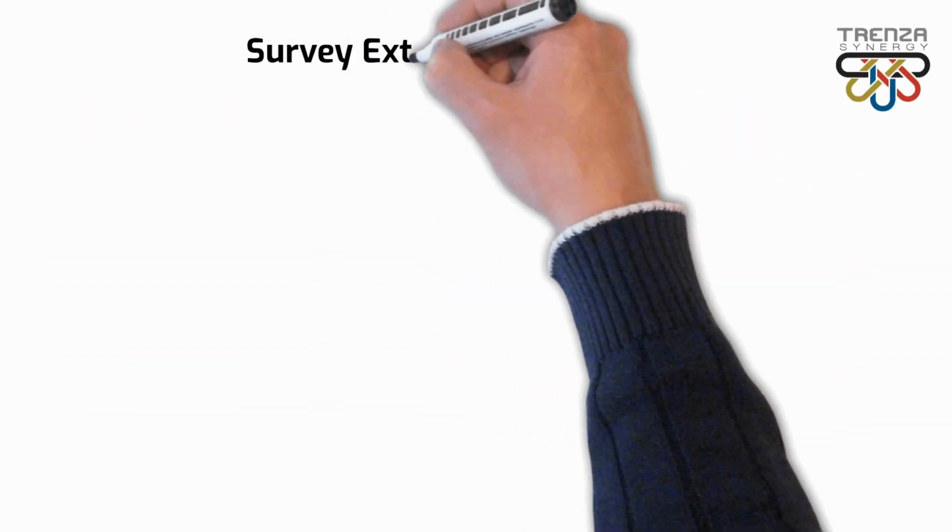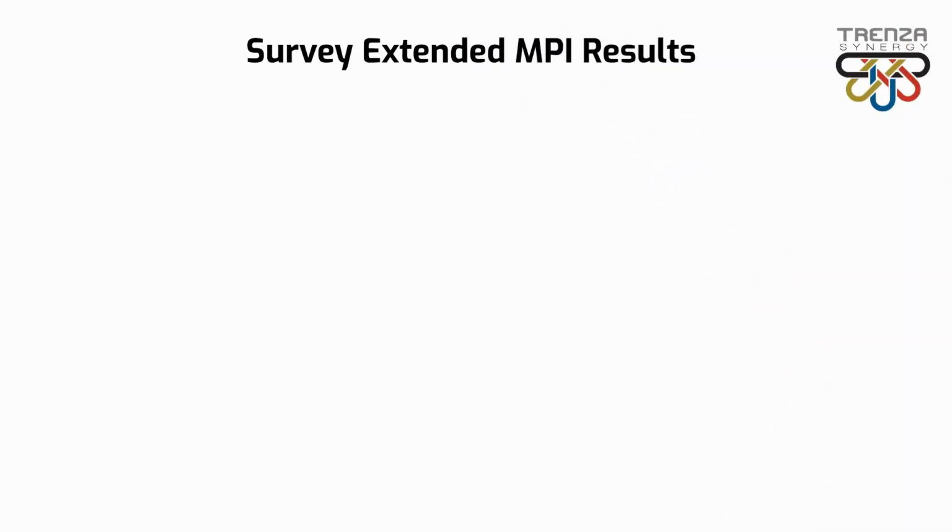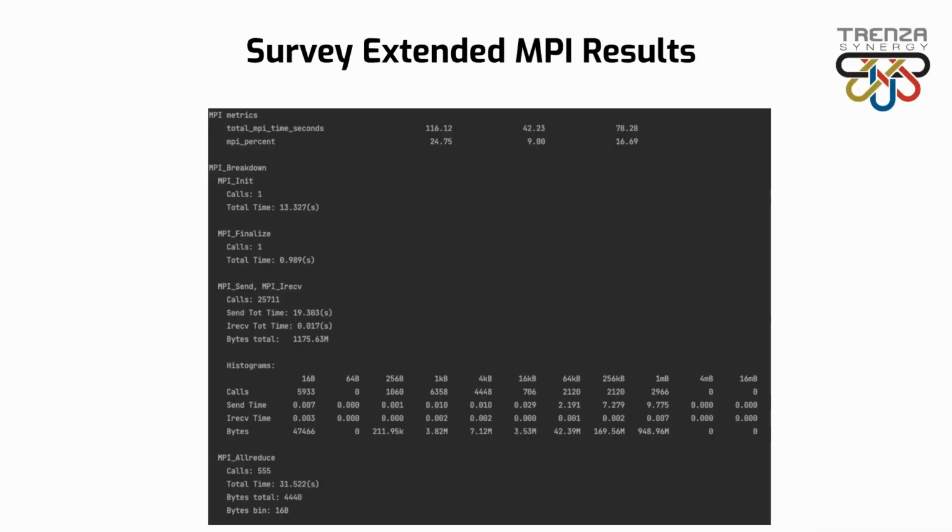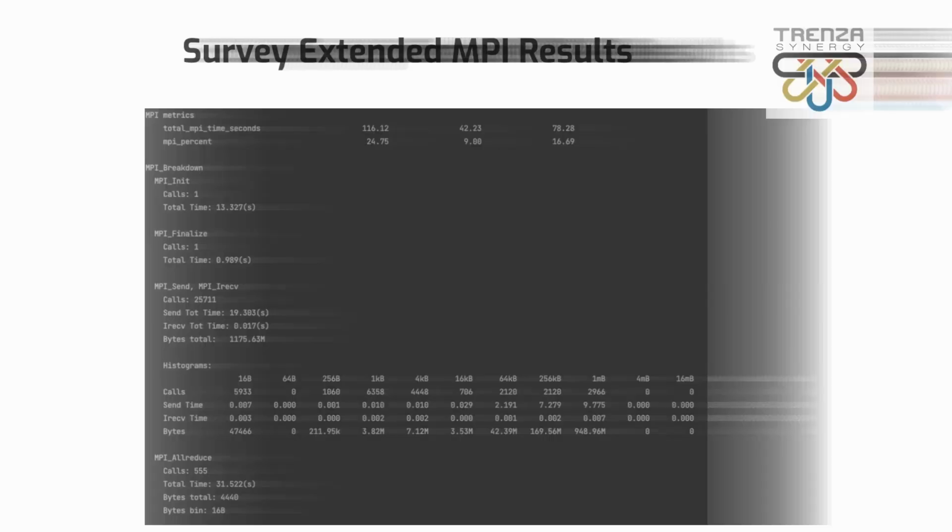When you measure a run with Survey, you can opt to use the extended MPI metrics. This is what those extended MPI metrics look like in a run of XHPCG. This video is going to explain what those metrics are and how you can use Survey to determine the performance of your MPI HPC application.